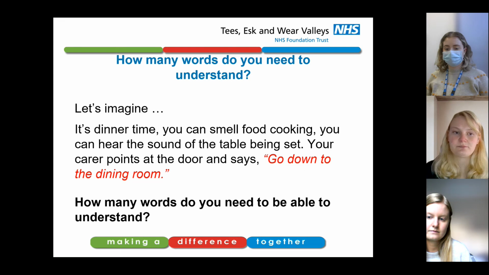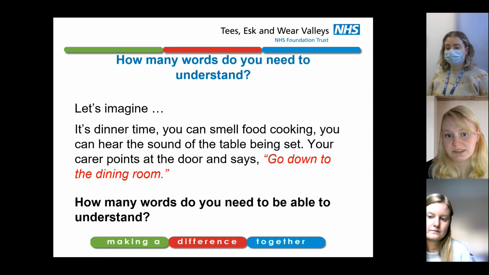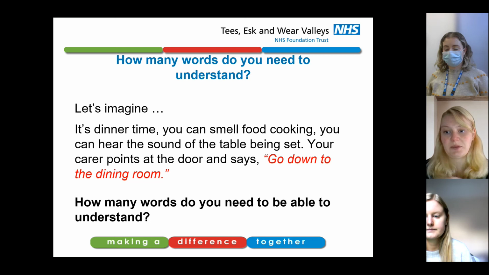So we've learned that. Carer comes in and points to the door. So we might look at that point and we can follow that point to where they're going. So actually, I might not need to understand any of it. I know I can smell it, I can hear it, and my carer's pointed to the door. So I've put all those environmental cues together, and from past experience, I know that it's dinner time.